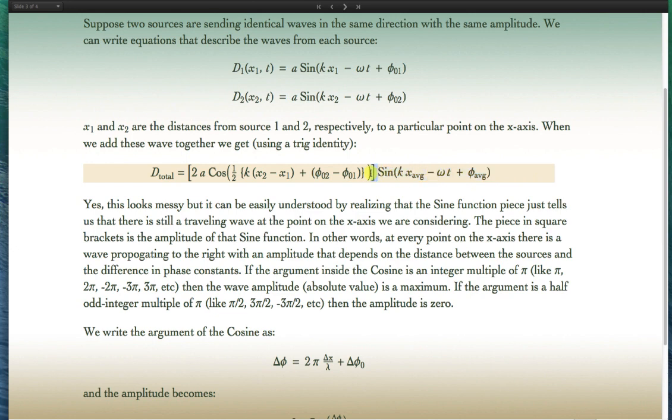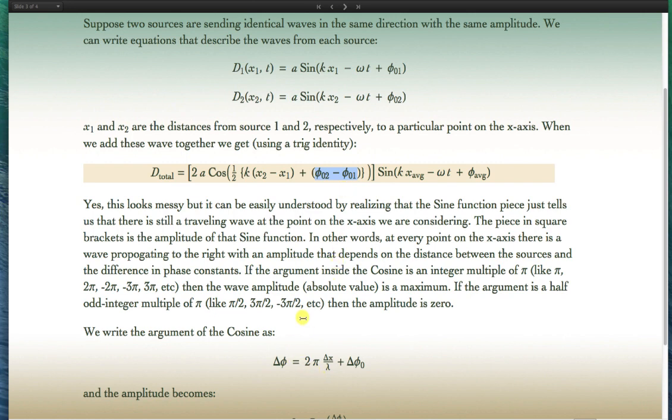However, the amplitude of the sine function is a bit complicated. The amplitude looks like this thing in square brackets here. If I can highlight it carefully, not highlighting very well, but anyway, this 2 little a times cosine of all this stuff is the amplitude of this sinusoidal traveling wave given by the sine function. So what do we have inside the cosine? Well, we have the difference in positions of the sources. That is delta x, ultimately the distance between the sources. And we also have that phase constant difference. We call that delta phi 0.